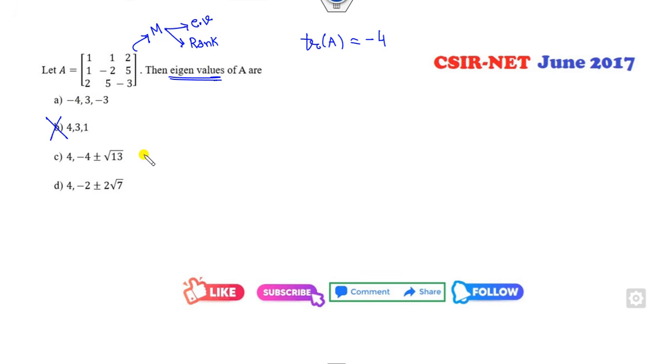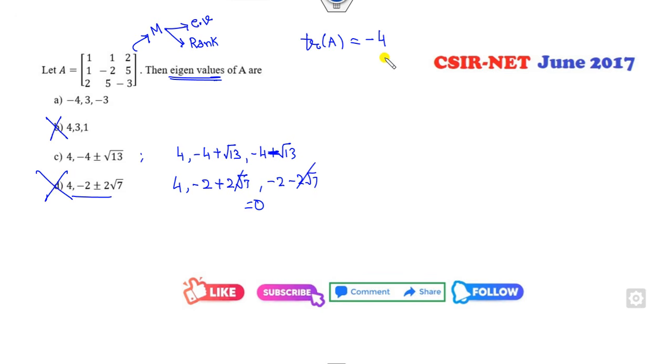This is not satisfied. What are the eigenvalues of this? Minus 4 plus root 13, minus 4 minus root 13. So the sum of them is minus 4, satisfied. What is the sum of these eigenvalues? It's plus root 7 and minus root 7. If you add them, it's 0. So this option is also cancelled.